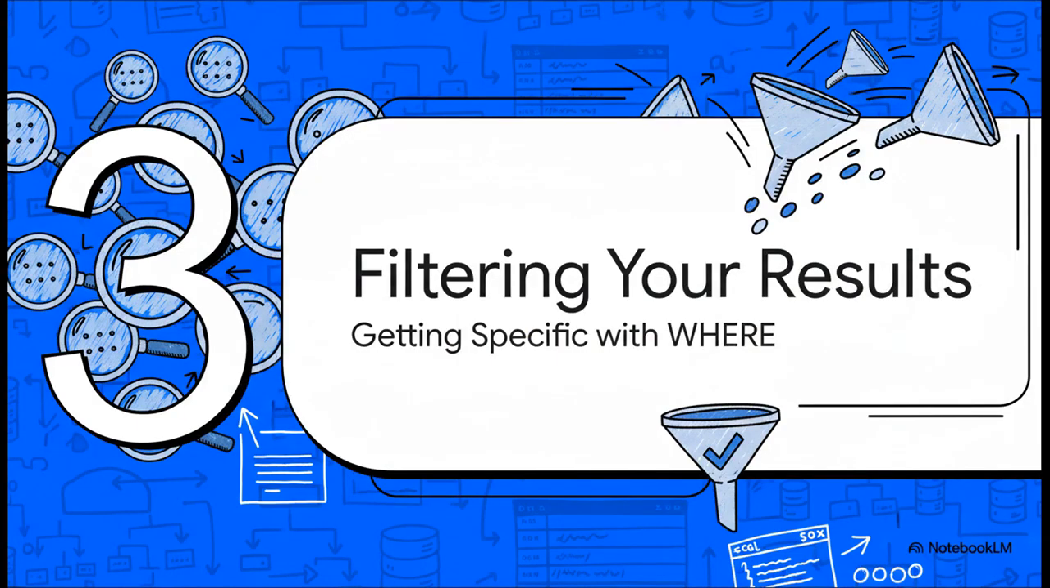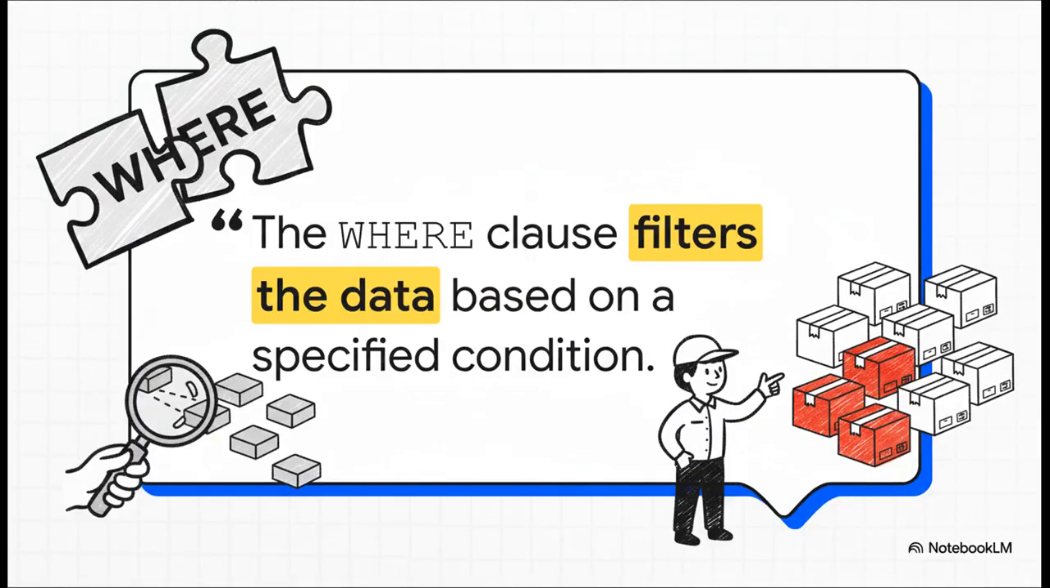Now, asking for everything is useful, for sure, but the real magic, the real power of SQL happens when we start to narrow things down. What if we don't want the whole warehouse? What if we just want one specific box? Well, that's where filtering comes in. And we do this by adding a third piece to our query, the where clause. Just think of it like you're adding a rule to your request. So you're no longer just saying, bring me boxes. You're telling the warehouse manager, hey, only bring me the red boxes.